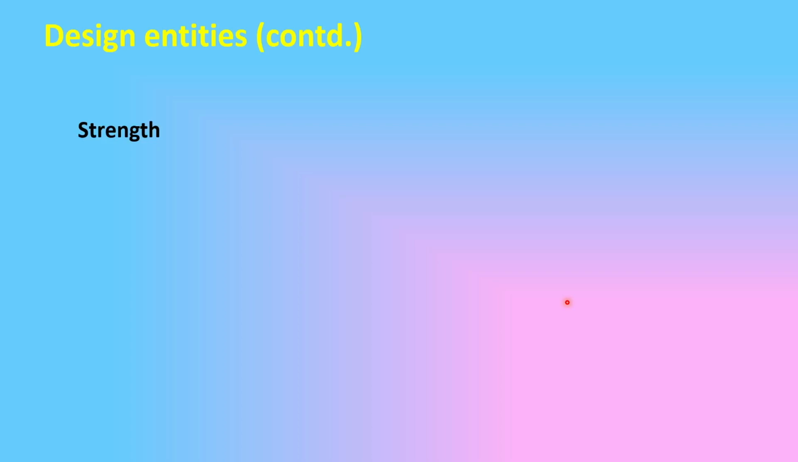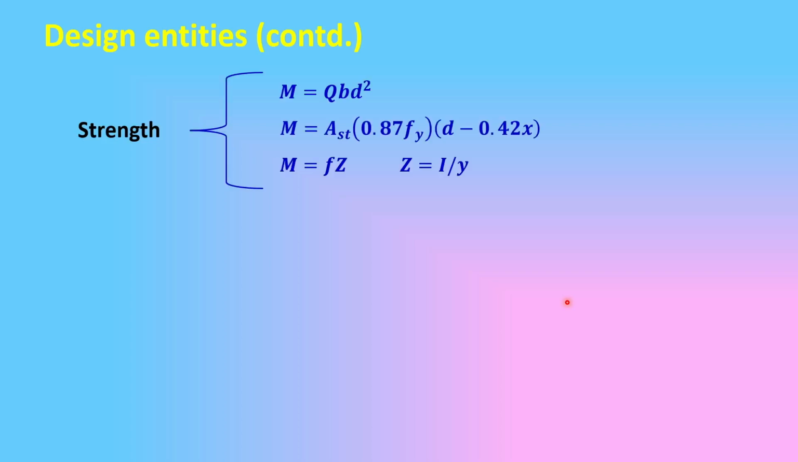Now let us again revisit the strength. For a concrete section, the strength can be given by M equal to Q b d square, the moment of resistance formula. Within Q you have the effect of Fy and Fck for a concrete section, and you have the effect of the breadth and depth here, the effective depth.